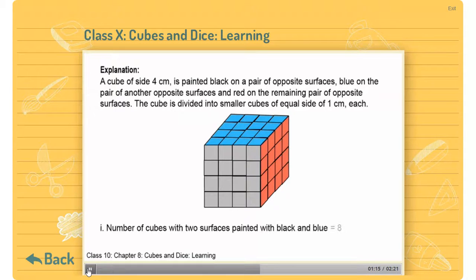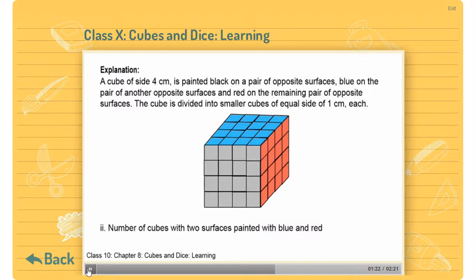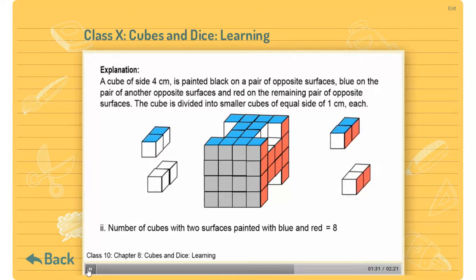Look at the image now. Number of cubes with 2 surfaces painted with black and blue equals to 8. Let's look at the second point. Number of cubes with 2 surfaces painted with blue and red equals to 8.